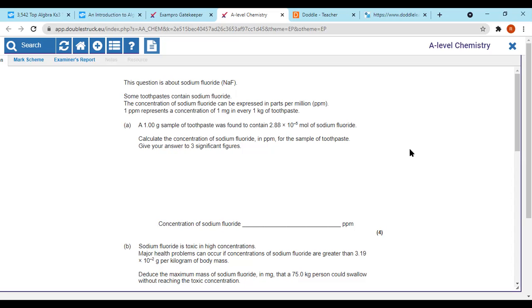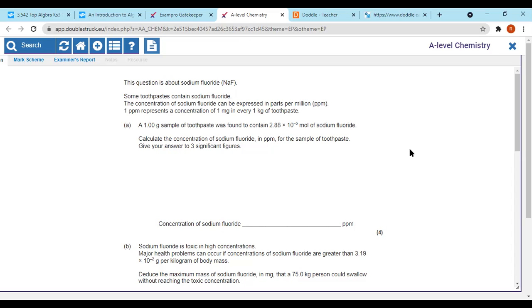So basically, whenever we work anything out in concentrations, we often use parts per million just because we're using such small quantities. In this instance, 1 part per million represents a concentration of 1 milligram in every 1 kilogram of toothpaste. So for example, if we had 1 milligram of sodium fluoride in a kilogram of toothpaste, we would write it as 1 part per million.